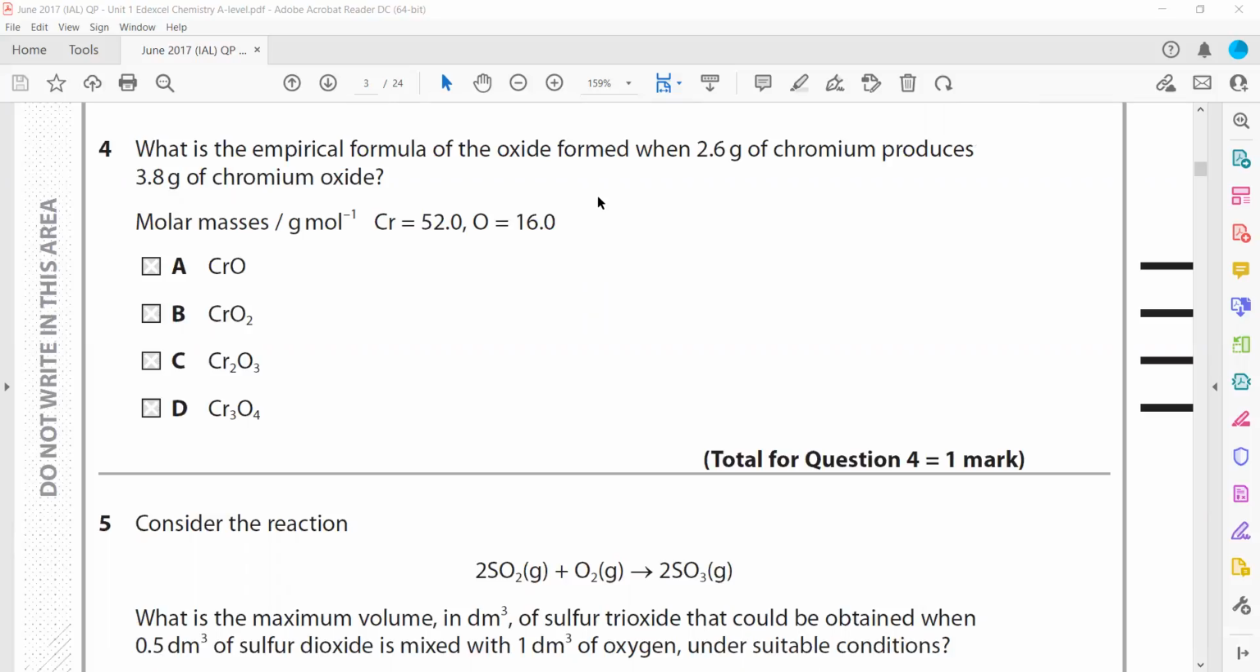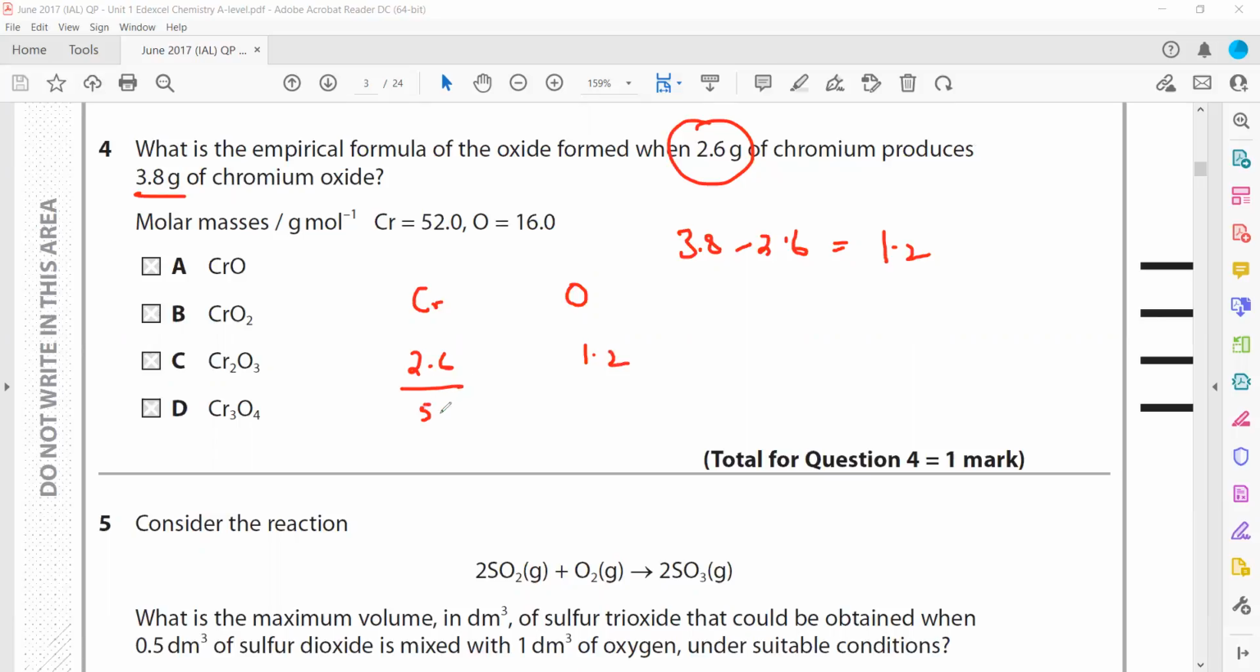What is the empirical formula of a compound when 2.6 gram of chromium produces 3.8 gram of chromium oxide? So 2.6 is chromium and 3.8 gram is chromium oxide. It means chromium and oxygen. So we subtract them, 3.8 minus 2.6, so we'll get 1.2. 1.2 is oxygen. So chromium is 2.6 and oxygen is 1.2.